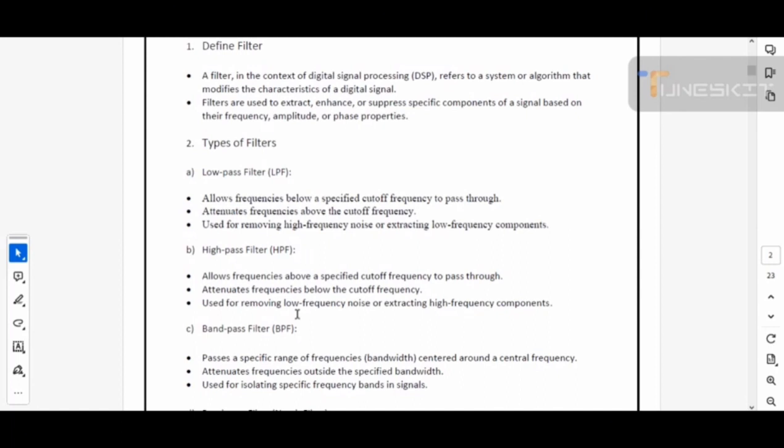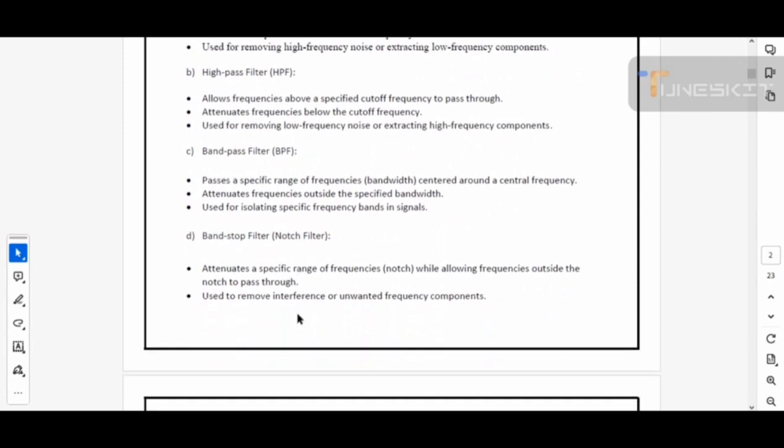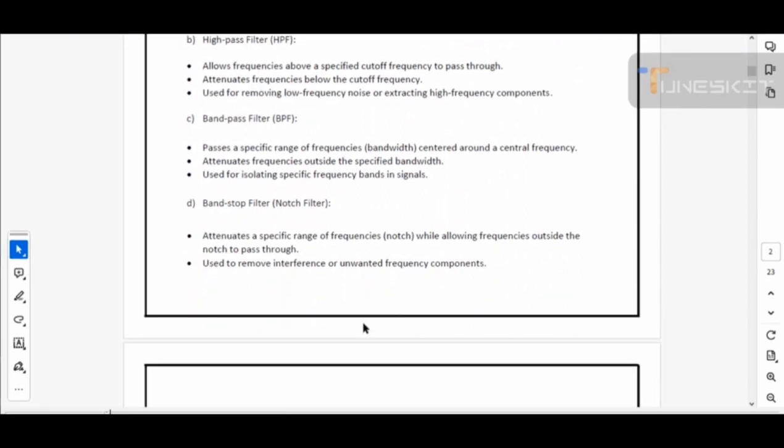And there are some types of filter. First is low pass, second is high pass, third is band pass. Low pass allows the frequencies below a specific cutoff frequency, and it is used for removing the high frequency components. And high pass allows the frequencies above a specified cutoff, and band pass passes a specific range of frequencies.